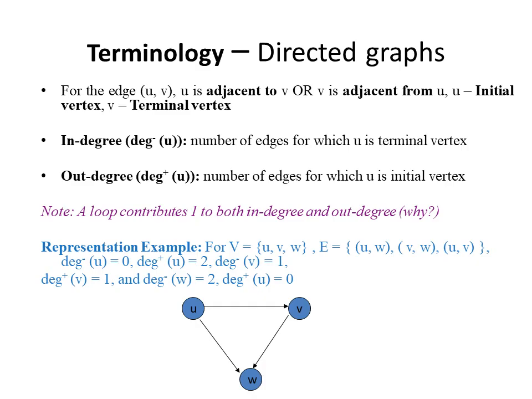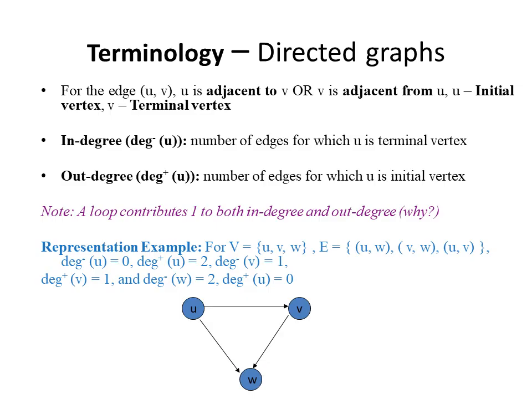In the directed graph, the edge from u to v means v is adjacent from u. So from u, how many vertices are there? U is the initial vertex because the directed edge starts from u, and from u you can reach v or w. Because v is the terminal vertex, the endpoint of u is v, since the edge is directed.